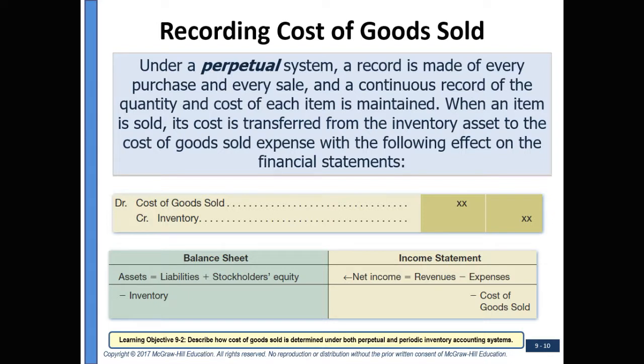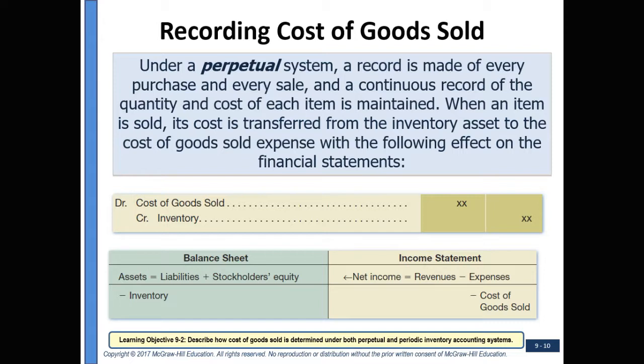Under the perpetual system, a record is made for every purchase and every sale, and it is a continuous record of the quantity and cost of each item that is maintained. When an item is sold, its cost, as determined utilizing one of the cost flow assumptions, is transferred from the inventory asset to the cost of goods sold expense.